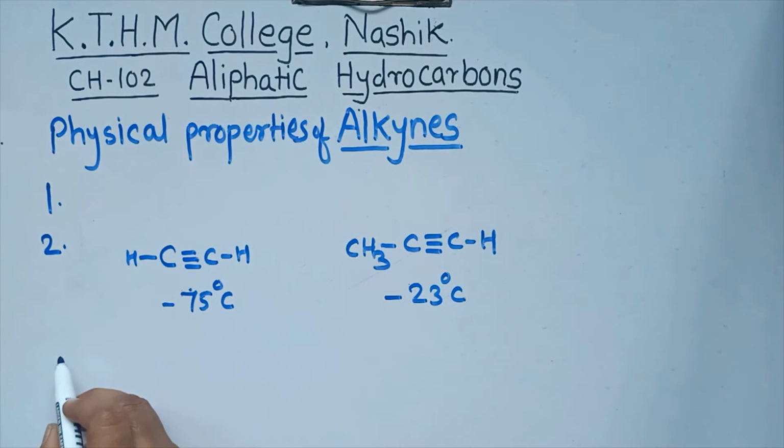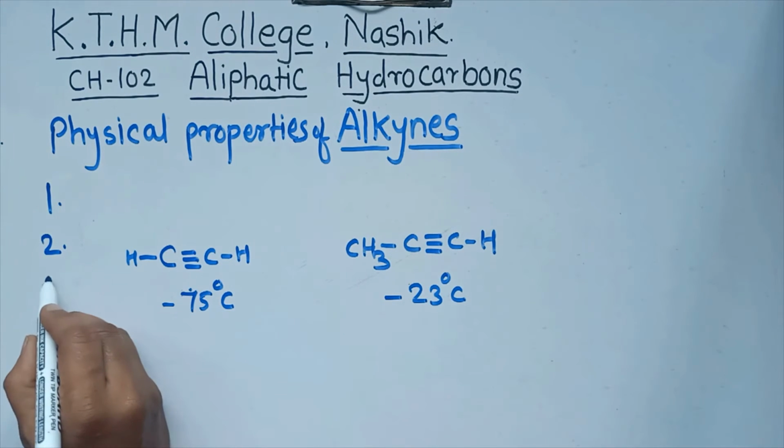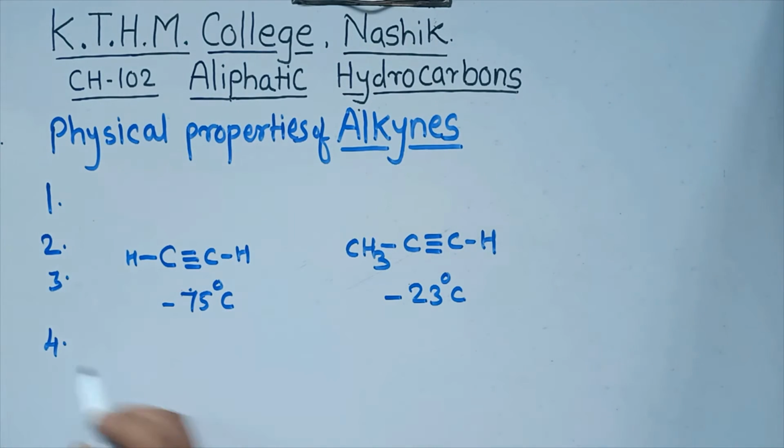Okay, then this is the third. The fourth physical property is: as the branching increases, the boiling point decreases. When the branching increases, the surface area decreases, and that's why the boiling point also decreases. So these are four physical properties of alkynes. You have to remember these four physical properties of alkynes.